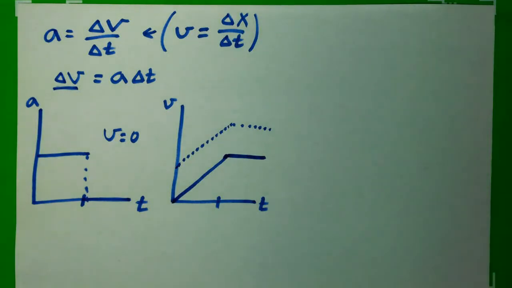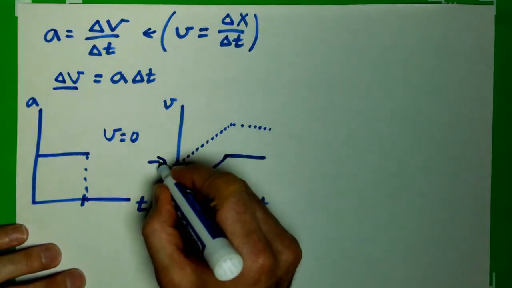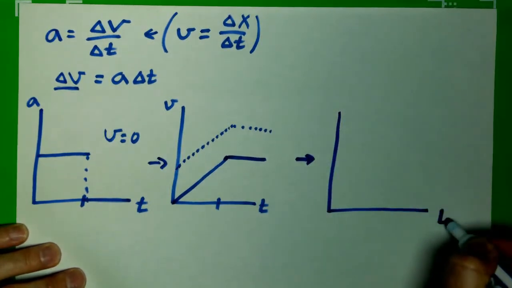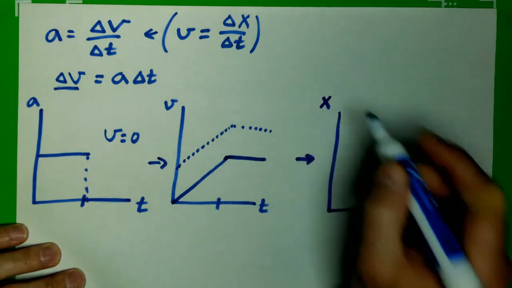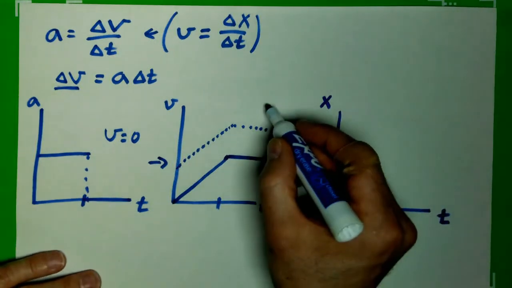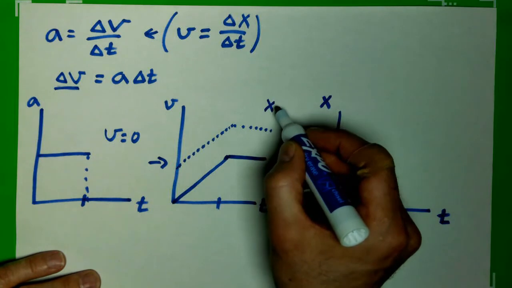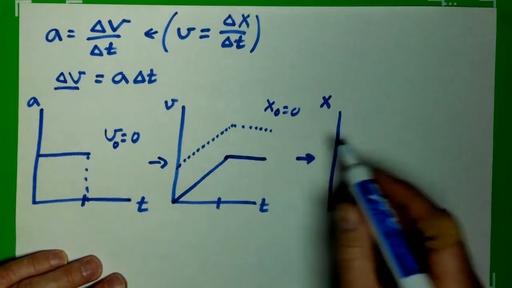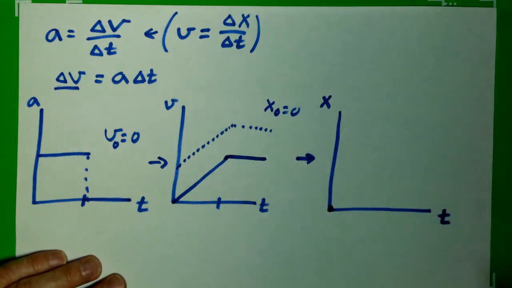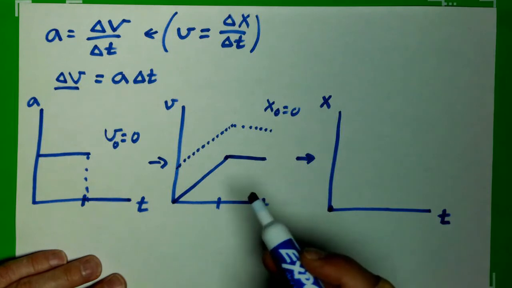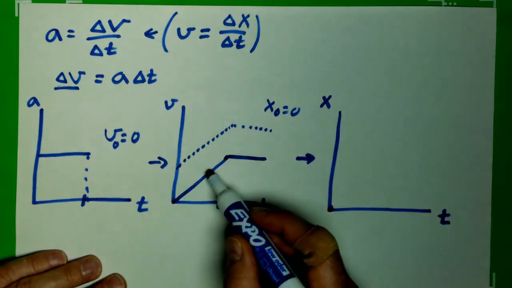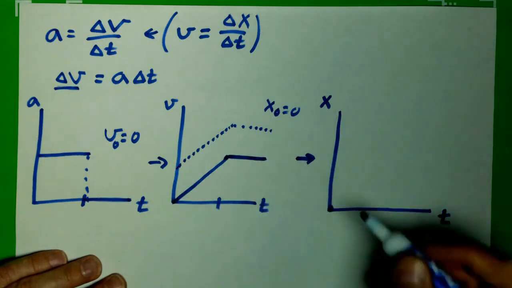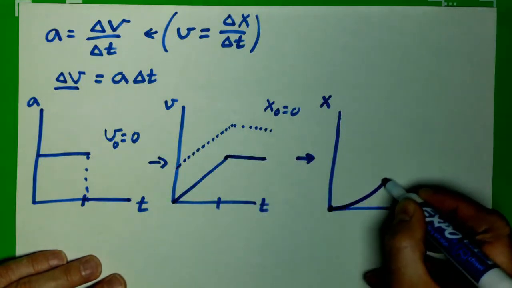Now we could have continued and gone to position. Same thing: let's assume that x subscript 0 equals 0 and v subscript 0 equals 0, so that our position starts at 0, and our velocity is changing at a constant rate, going from 0 velocity up to a non-zero value. So we've seen this before. That's going to be a parabola.